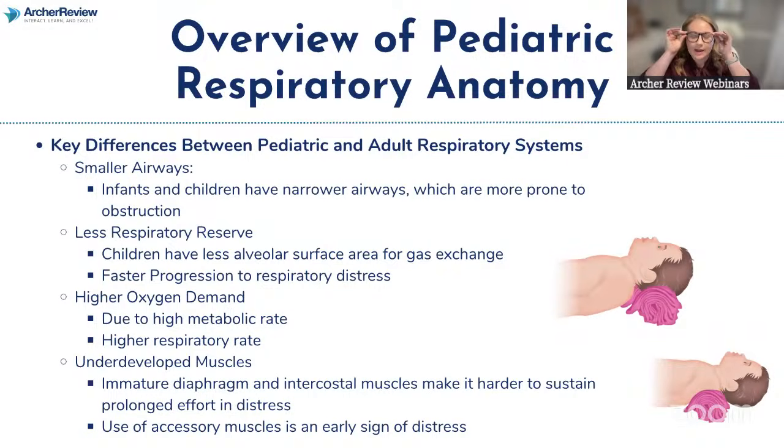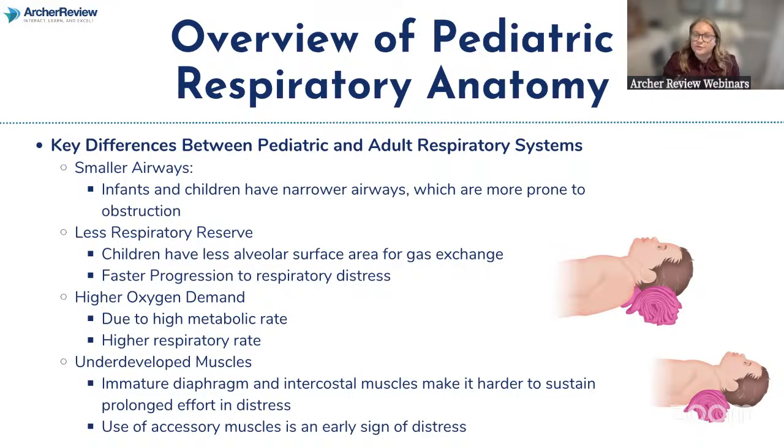Think about if I had like a giant fire hose versus a little teeny tiny coffee straw. It's not going to take very much to clog up that coffee straw if that's the infant's airway. Versus I've got a lot of diameter here for my fire hydrant hose. That's going to take a lot more to obstruct it. So that's the first reason kids can have airway problems super fast.